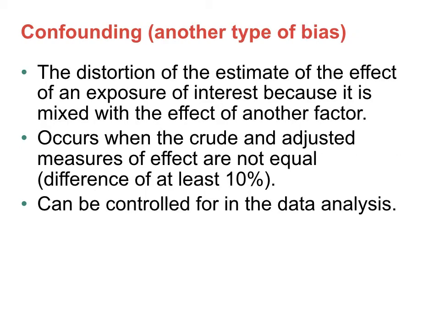So, confounding. I've kind of thrown this word around a little bit before in the semester, but we're going to walk through what confounding is and why this is important. Confounding refers to the distortion of the estimate of the effect of an exposure of interest because it's mixed with the effect of another factor. This occurs when the crude and adjusted measures of effect are not equal.